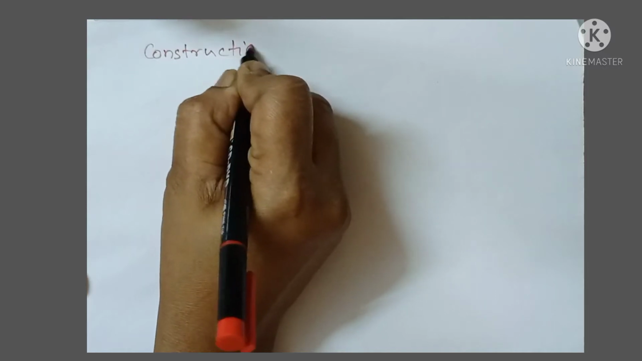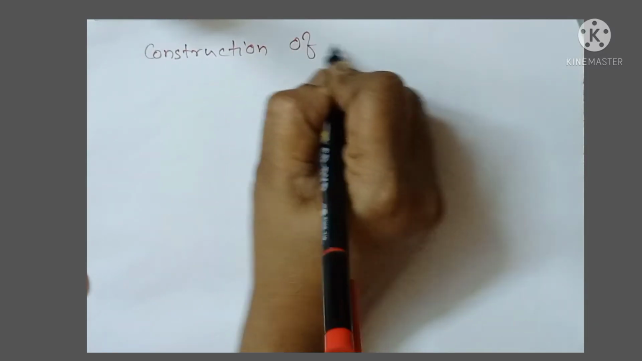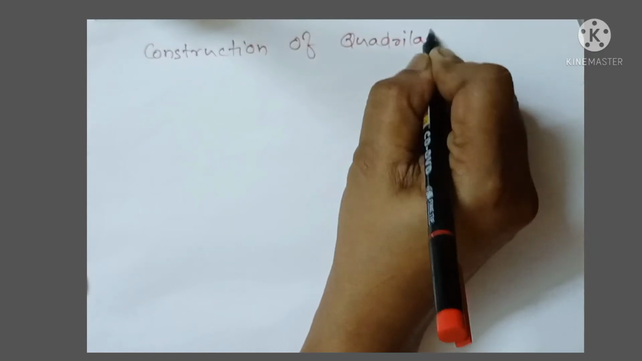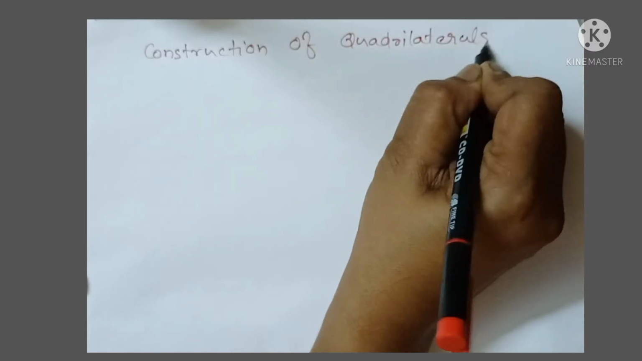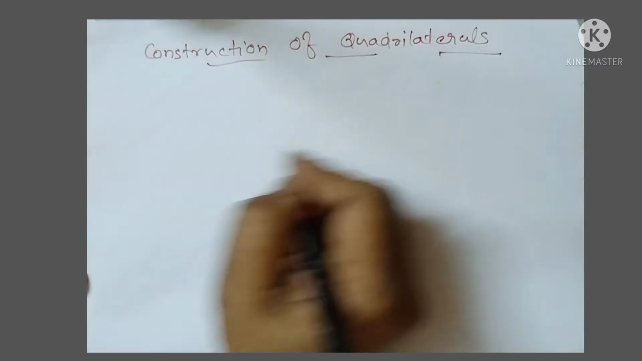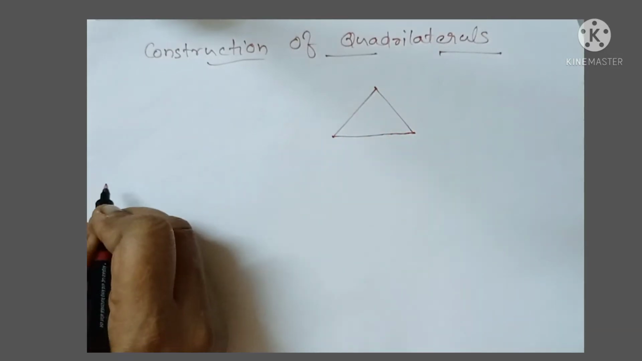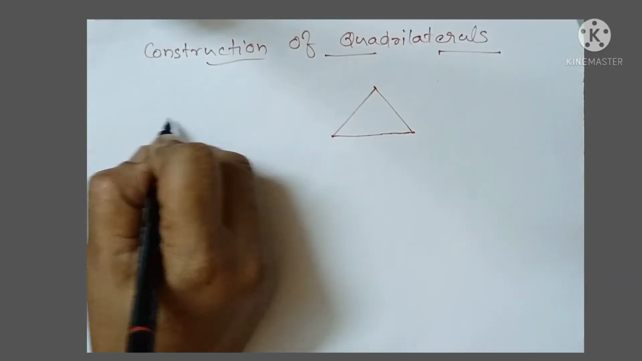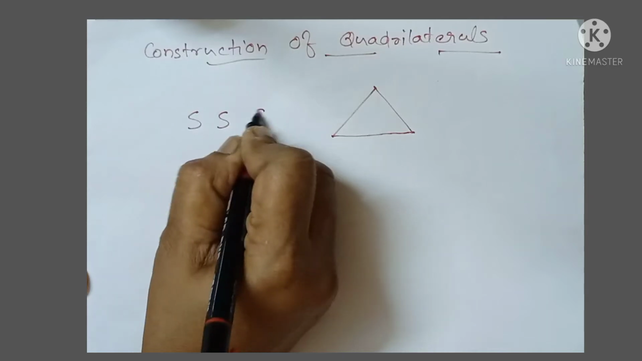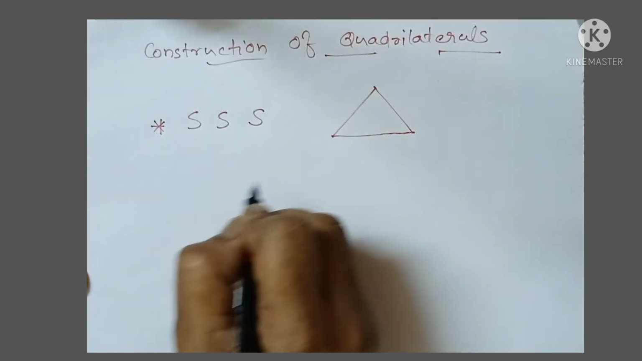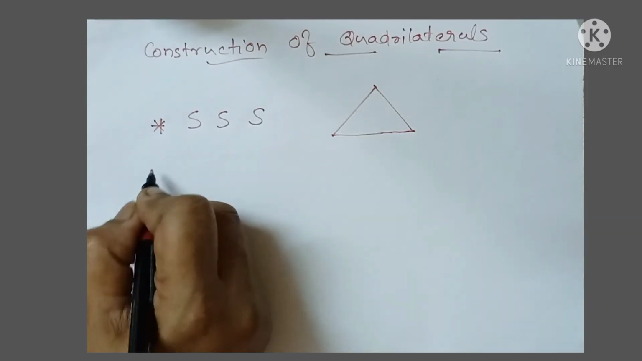Let us study about construction of quadrilateral. In this chapter, we want to study about different types of quadrilateral and their construction. Here, consider a triangle. How many measures are required? So we can use, first one, if three sides are given, we can construct a triangle.